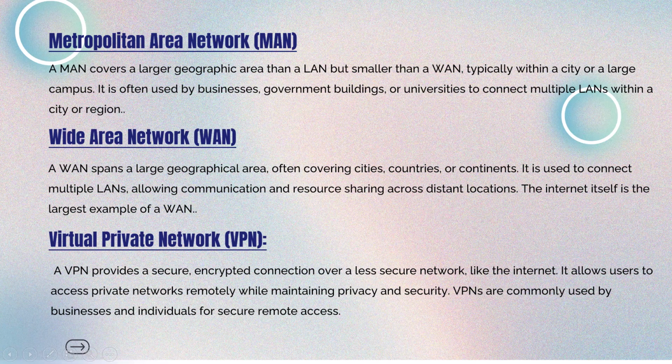Wide area network, WAN. A WAN spans a large geographical area, often covering cities, countries, or continents. It is used to connect multiple LANs, allowing communication and resource sharing across distant locations. The internet itself is the largest example of a WAN.